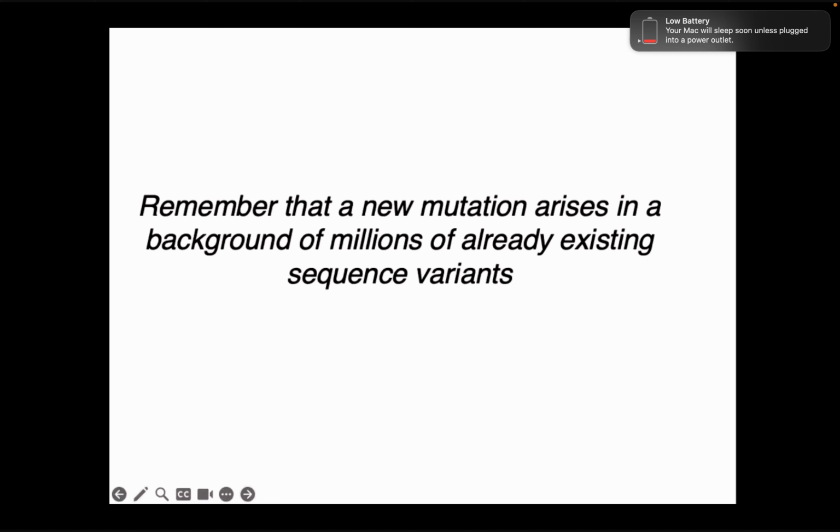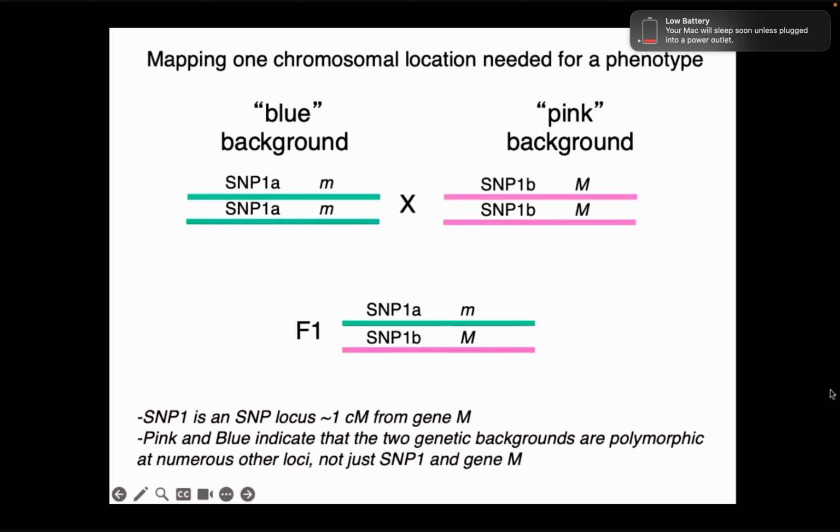So what do I mean by that? Imagine that we have, in this example here, two different genetic backgrounds, and this doesn't have to be humans, it can be any organism. Blue is one background and pink is the other background. Remember, these are different populations, and they have their own set of alleles. You can see there's an SNP locus, I call it SNP1 here, and in the blue background you have the A allele.